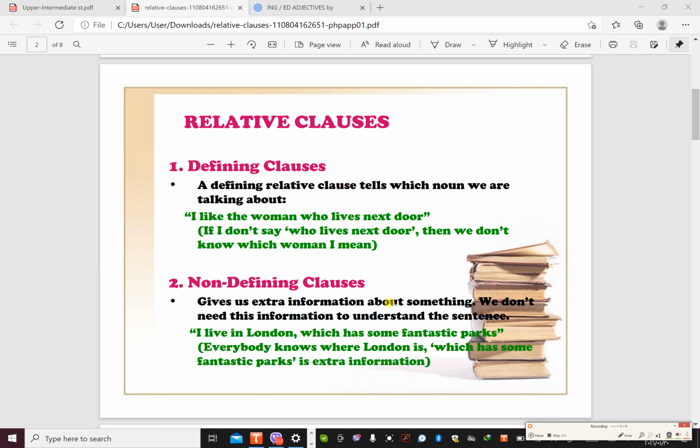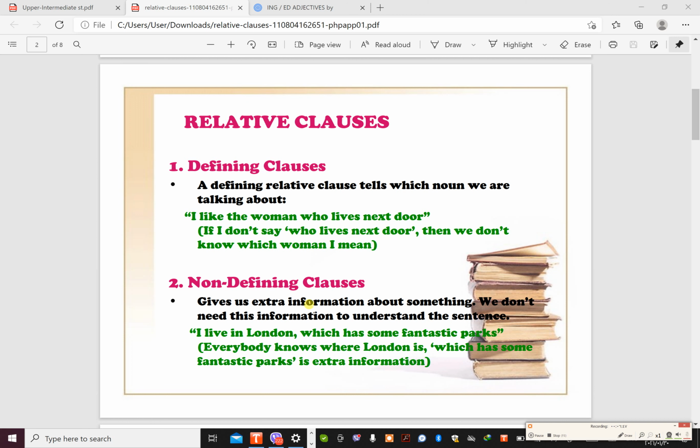Okay, so what I say: I like the woman who lives next door. So that means it's really necessary. When I delete this, the meaning is going to be awkward. Okay, for example, even if you talk about research or an experiment, if you need to add a necessary detail, or a necessary description, here you need to add this without putting a comma.